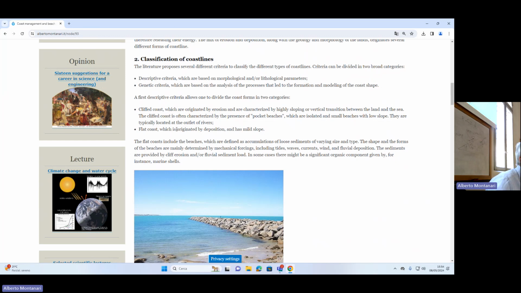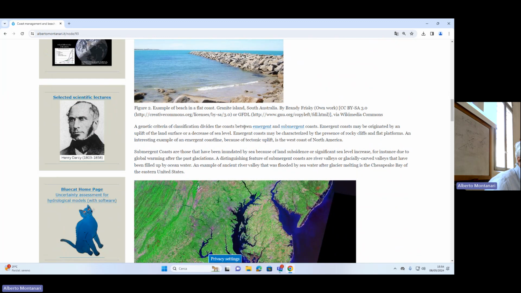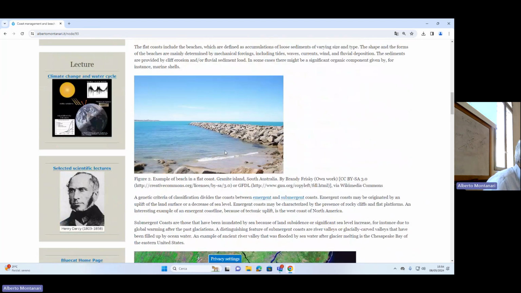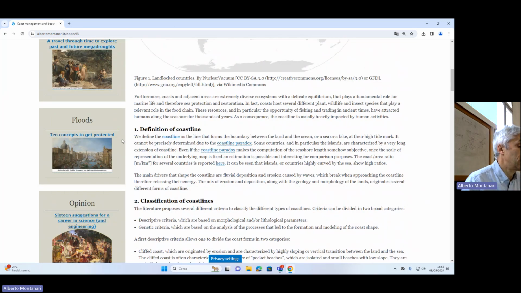The important thing is that you refer to a classification which is, for instance, cliff coasts, flat coasts. And then there is a second classification, which is genetic, between emergent and submergent coasts. This is fine. It's what we need, okay? And keep in mind the definitions. So it can be asked, what is a coastline? How would you define the coastline? Okay, and it is not necessary that you use the precise words that you find here, because there is no unique definition for coastline, but you should be able to say what a coastline is.